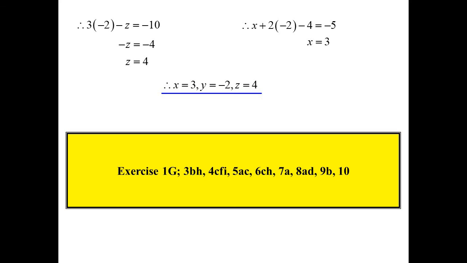All right. So 1G, handful of questions there on simultaneous equations.